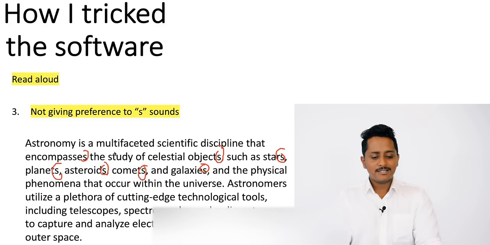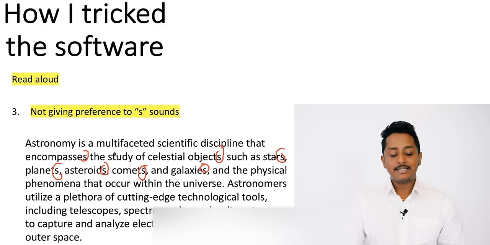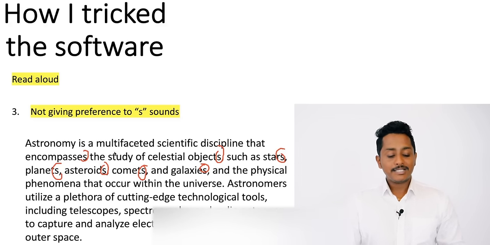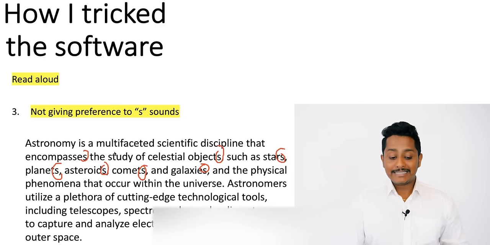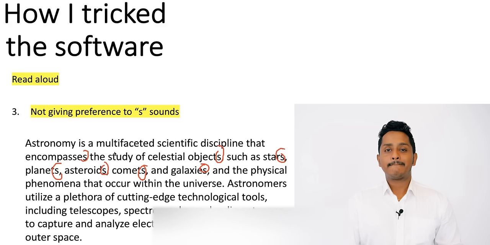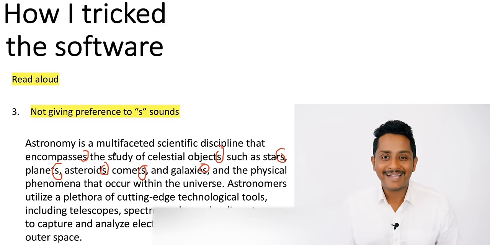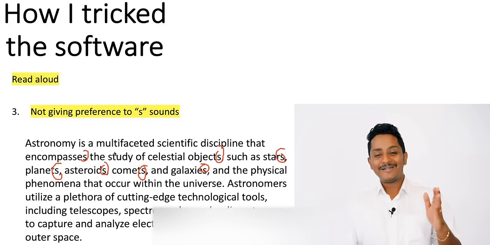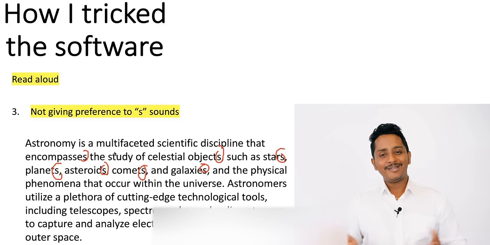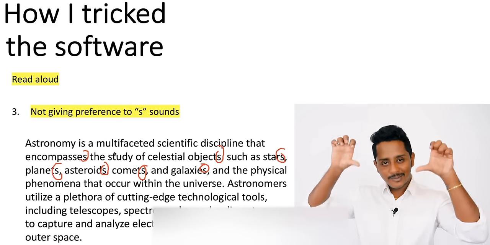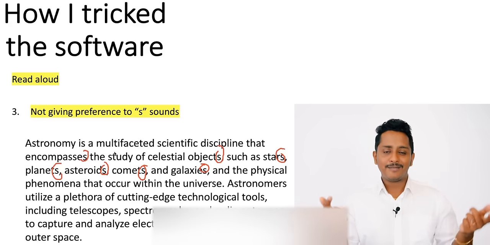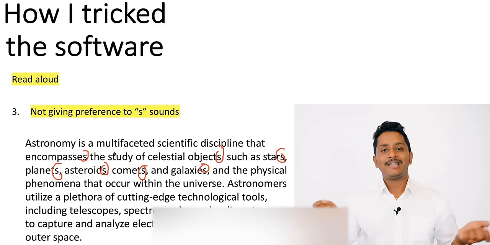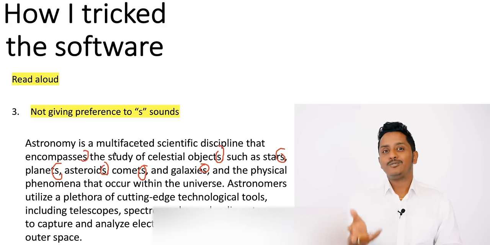"Astronomy is a multifaceted scientific discipline that encompasses the study of celestial objects such as stars, planets, asteroids, comets, and galaxies." People do this thinking that their pronunciation is more important. But you can trick the software here. If you do this, marks will go down, because your fluency is completely gone because of that S sound. You are giving extra preference, exaggerating the clarity. Objects, you don't do that in real life.